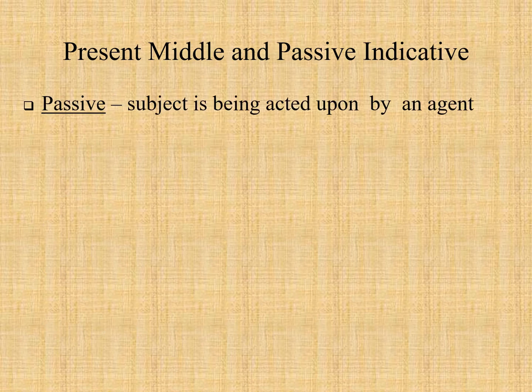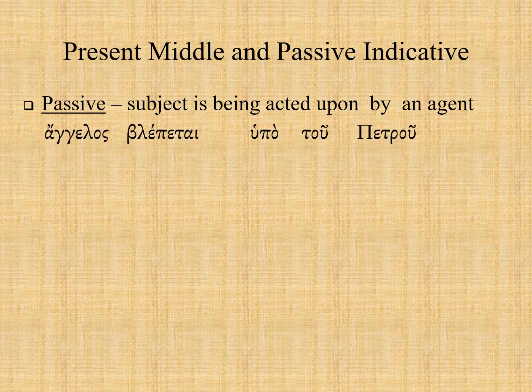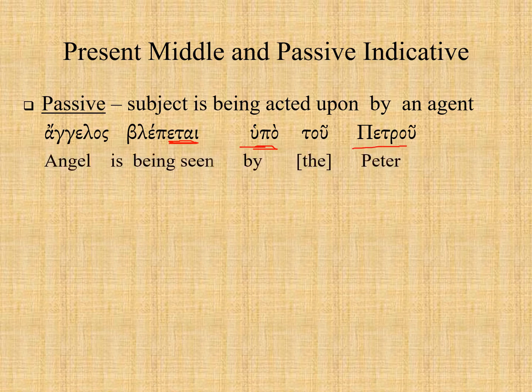Next, we have an example of passive. So the subject is being acted upon by an agent. In Greek, angelos blepetai hypo tu Petru. So angelos, and now you can see blepetai takes on a slightly different personal ending here. Blepetai, and hypo, the agent or by, and Petru. Angelos blepetai hypo tu Petru. The angel is being seen by Peter.